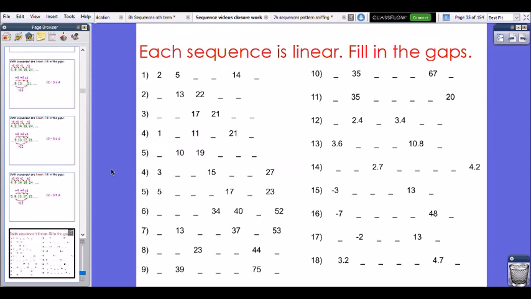Okay, so your final task for today is attached for you on Google Classroom. So you've got 18 questions, so do as much as you can, please. Can you fill in the gaps? So every sequence on your page is a linear sequence. We know it must increase by the same amount each time.